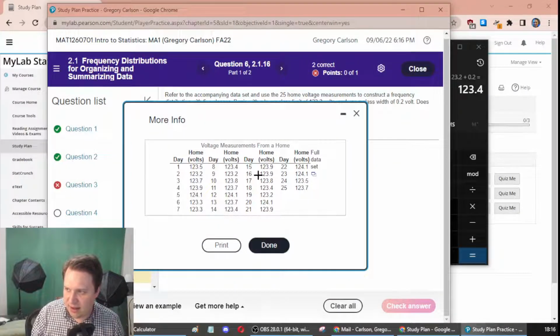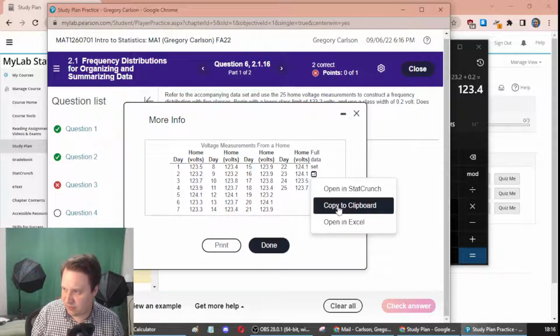We can open the data in Microsoft Excel, and you can ignore the day. We just need to, in fact, let's actually open this in Excel and see what it looks like.